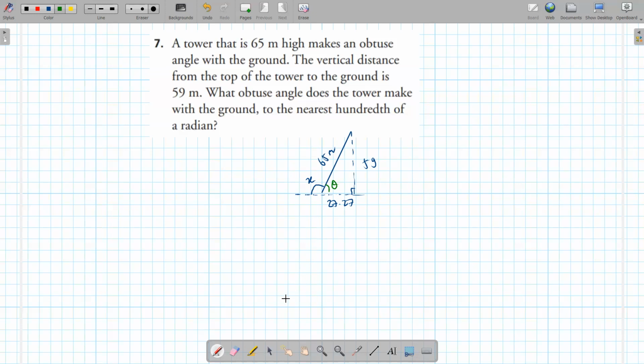Just use SOHCAHTOA. You don't even need the bottom one. So in this triangle, relative to theta, you have the opposite and the hypotenuse. You have O and H, so you need to use sine. So sine theta equals 59 over 65. Theta is going to be sine inverse of this. If we do sine inverse of 59 over 65, we get 1.1. It says hundredths, so let's do 2 decimal places, 1.14. So now how do we find x?